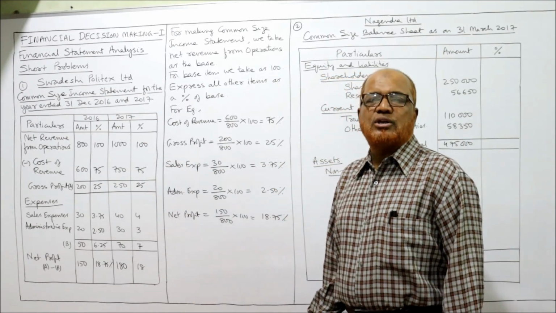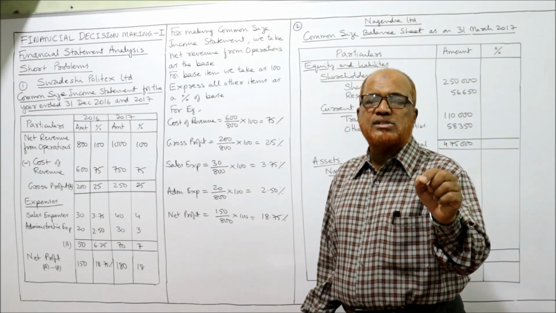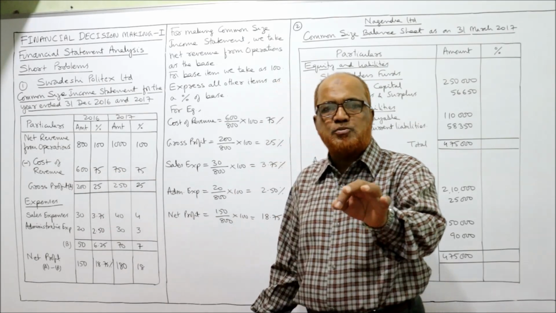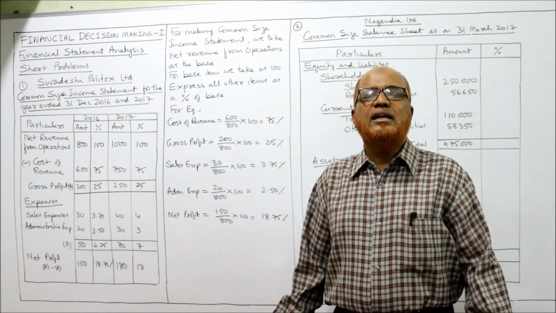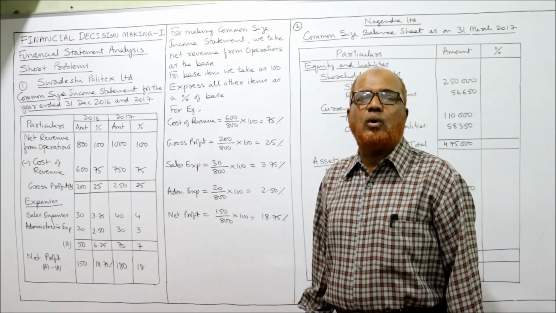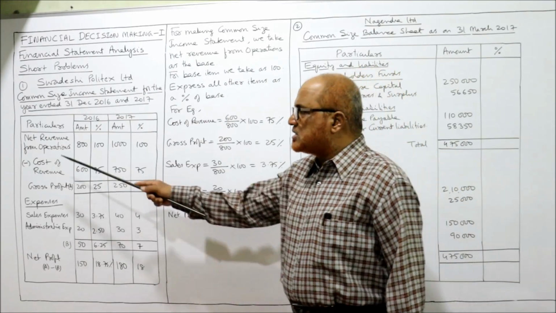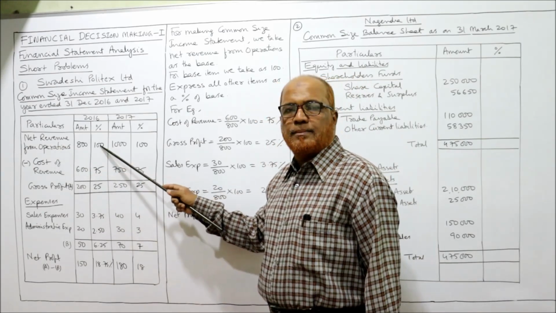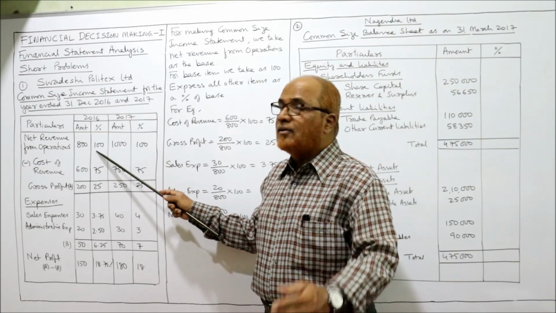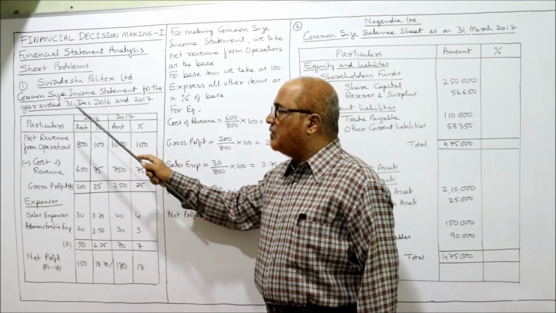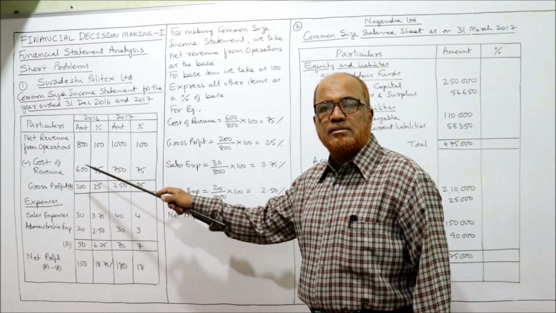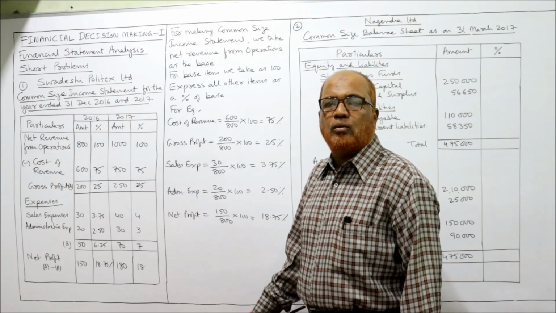Now percentage. In a common size income statement, the base is net revenue. Always, not only in this problem. Whenever we make a common size income statement, we take net revenue as base. So this net revenue is 100%. This 100 is not given in the problem. We must know it. Now express all other items as a percentage of net revenue.